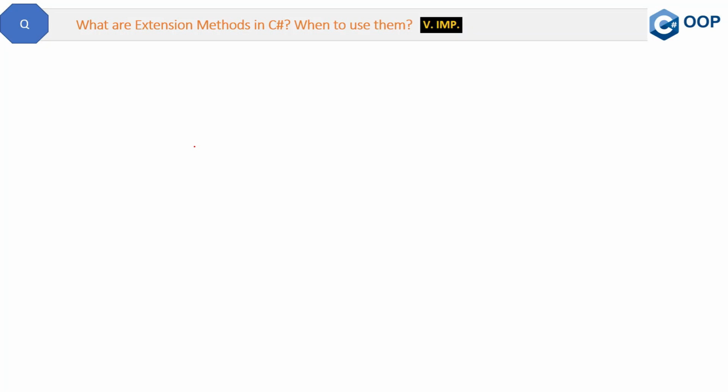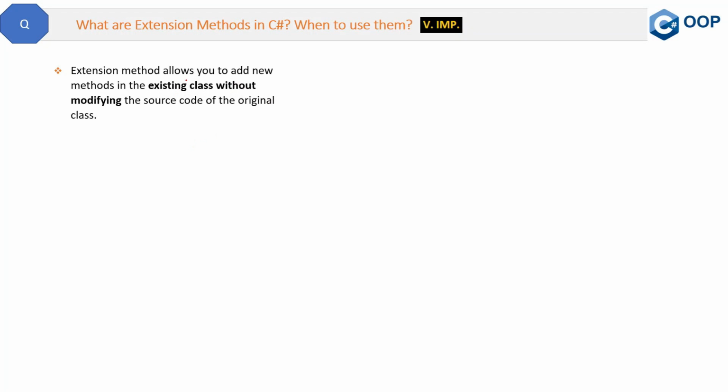Let's start with the definition. An extension method allows you to add new methods to an existing class without modifying the source code of the original class. Okay, that is the definition, but let's see a code example to make it more clear.